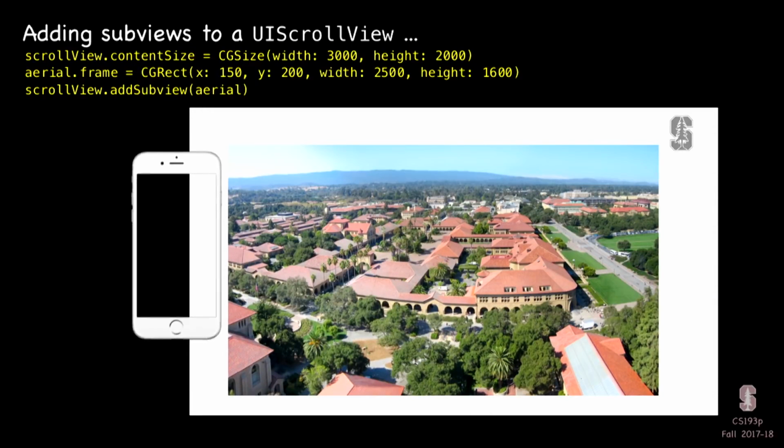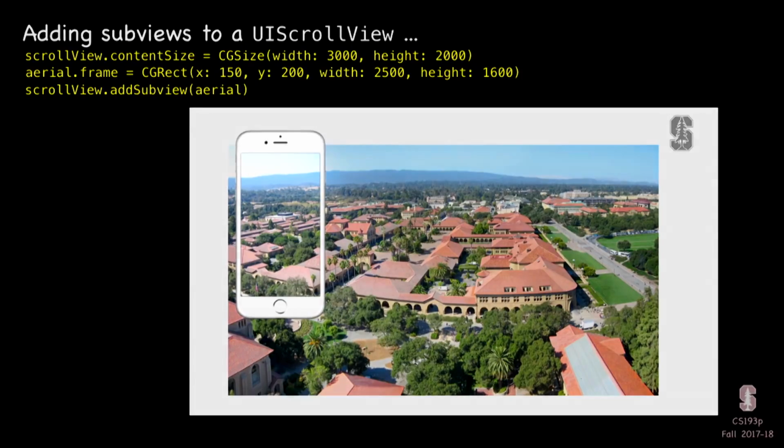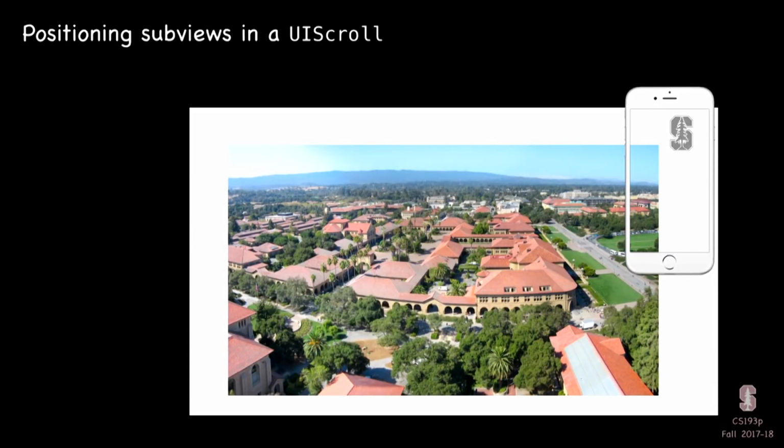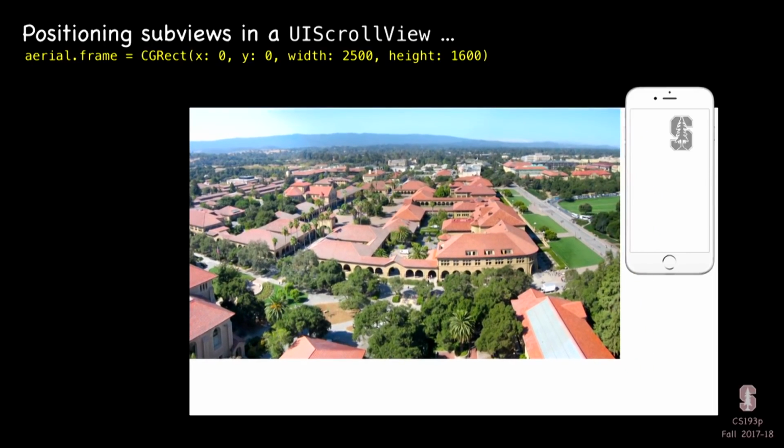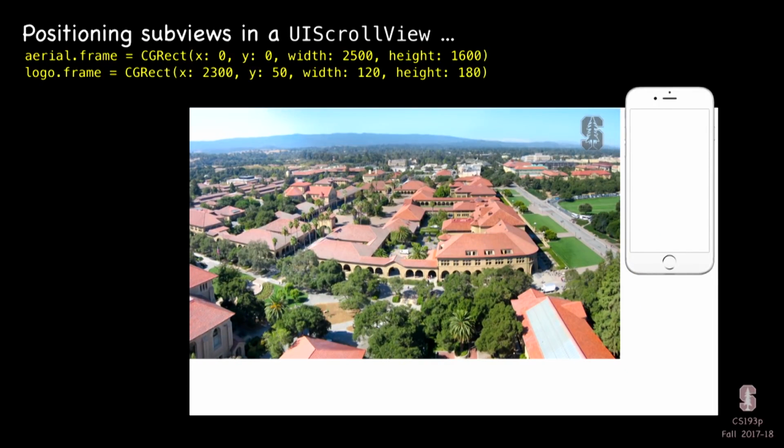And now what the scroll view does is just let you have a little window that is scrolling around as the user pans around here, and of course they can zoom as well. Now you can reposition the subviews in that content area just like you can in a regular view's subviews, right? So I set that thing to have a new frame, it repositions. Set the logo to have a different frame, it repositions.